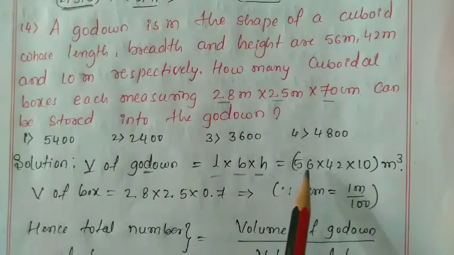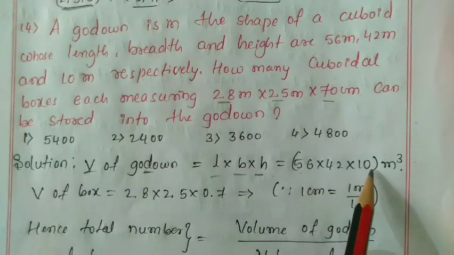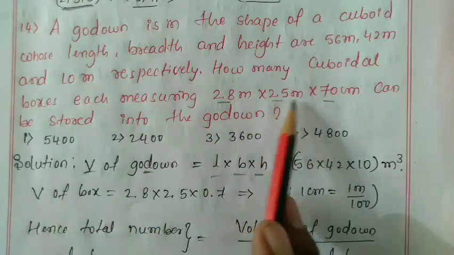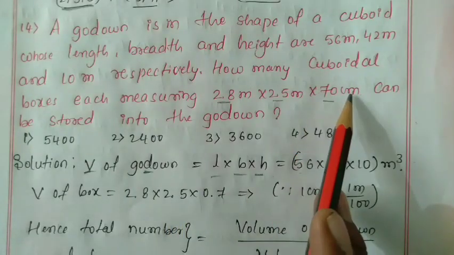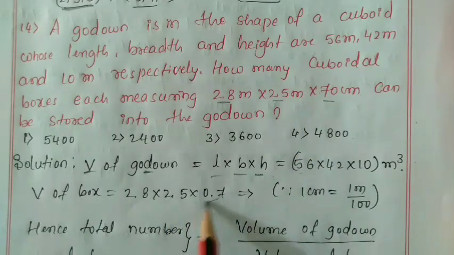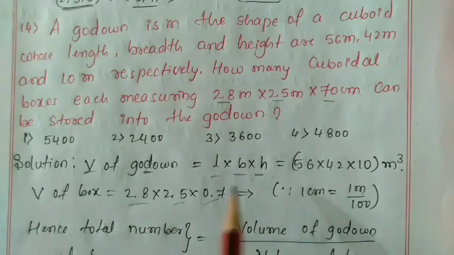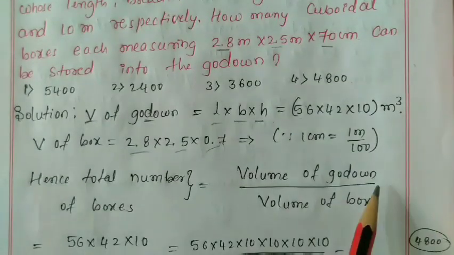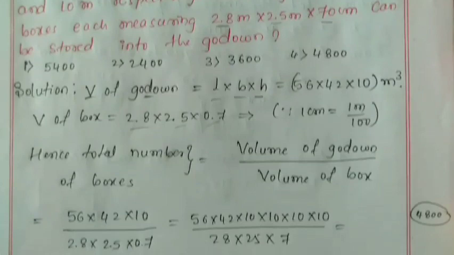Volume of godown is L into B into H, that is 56 into 42 into 10. Okay, volume of box is 2.8 into 2.5 meter into 70 centimeter. You can convert this centimeter into meter, that is 0.7 meter. So you can write here total number of boxes. If you want to find total number of boxes, then you can find volume of godown divided by volume of box.